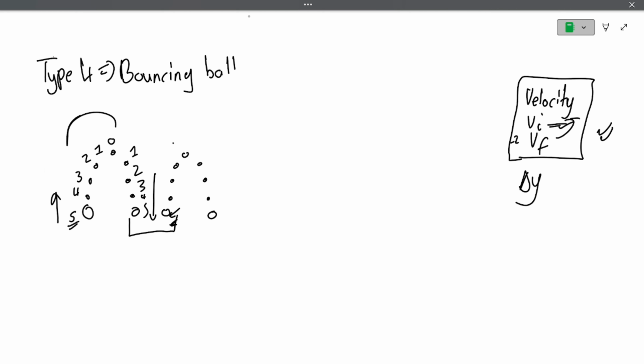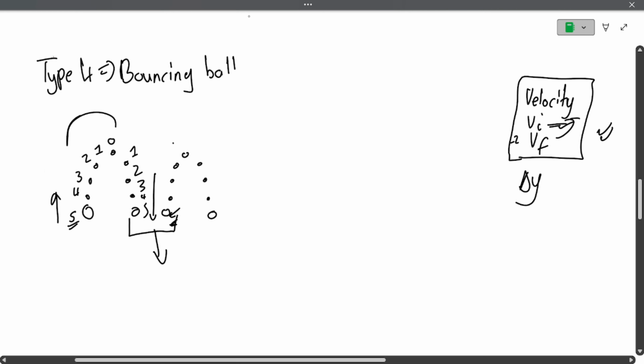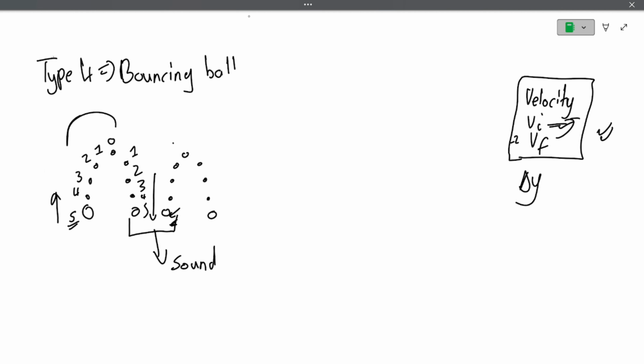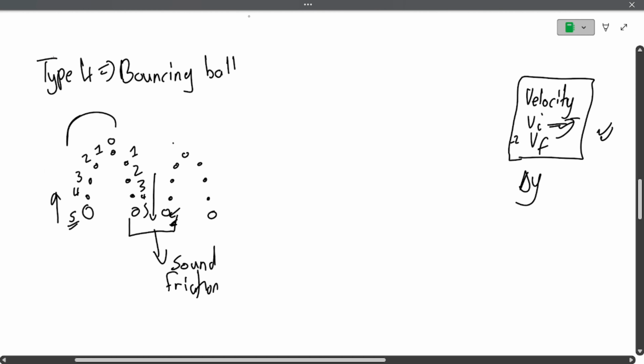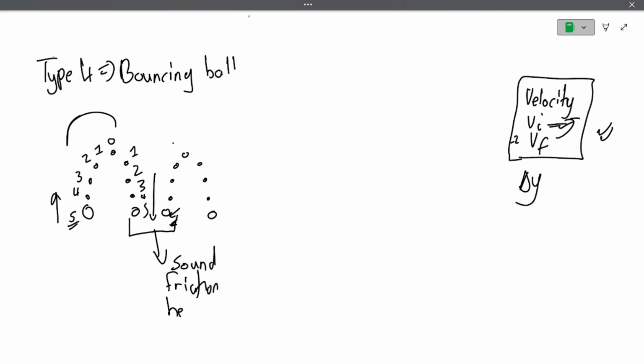Due to the ball being in contact with the ground, it's going to lose some kinetic energy to sound when the ball makes a sound hitting the ground, and also some kinetic energy to friction as the ball scratches the ground. It will also lose some kinetic energy in the form of heat, because whenever there's friction, there's going to be heat. Because of it, the velocity that it goes up with after being in contact with the ground is going to be less than this 5 meters per second.